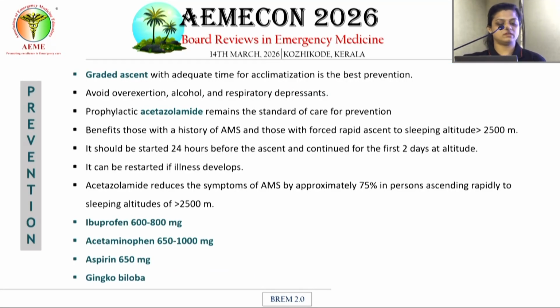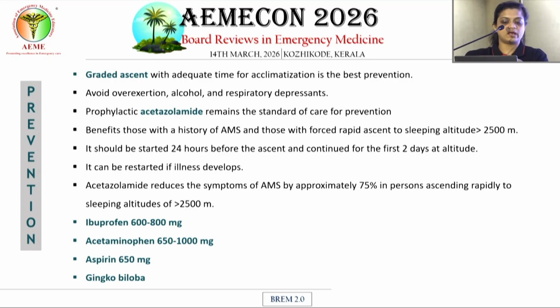So how do you prevent? First thing is graded ascent. What is graded ascent? Graded ascent means that after a height of 3,000 meters, for every 500 meters, you will have to sleep. Like if you have to ascend from 3,000 to 5,000, which means a height of 2,000 meters, at 500 per day, you should climb over a period of 4 days. That is what is known as graded ascent. So this is the best prevention strategy.